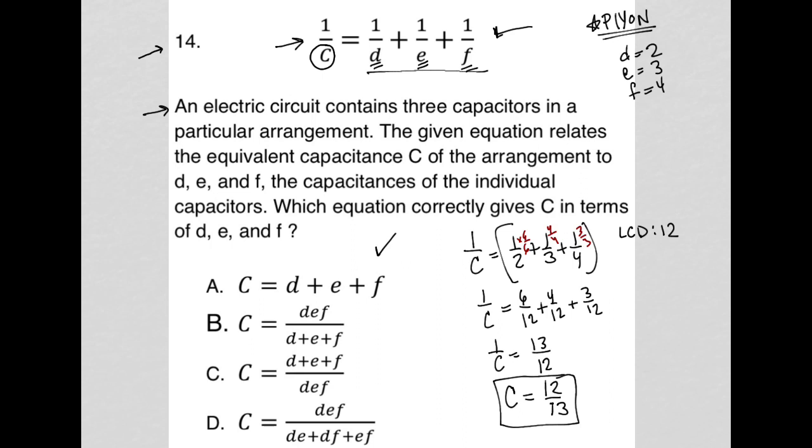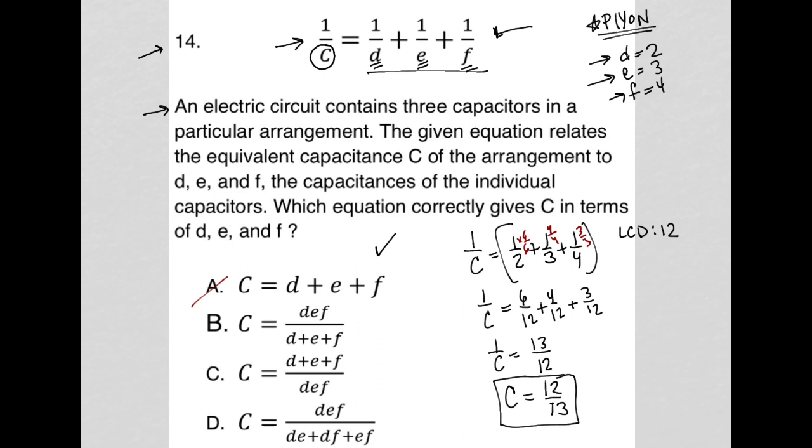I know that when D is equal to 2, E is equal to 3, and F is equal to 4, my correct answer should be 12 over 13. That's very helpful to me because I know that C has to be a fraction, which means choice A, automatically gone. No need to try that out. But for choice B, I do have a fraction.